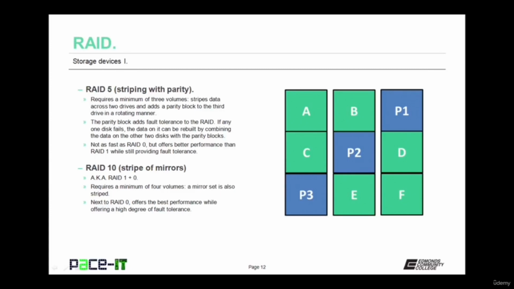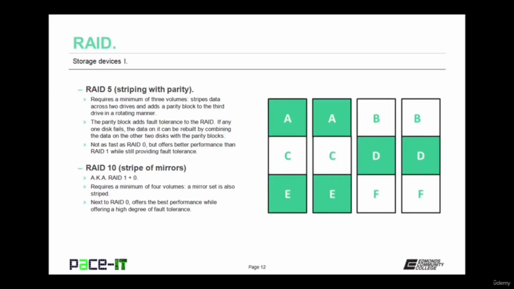Now RAID 5 is not as fast as RAID 0, but offers better performance than RAID 1 while still providing fault tolerance. Now, if you have the ability, you might want to implement RAID 10, which is also called a stripe of mirrors, or it is sometimes referred to as RAID 1 plus 0. Now, that requires a minimum of at least 4 volumes, and it involves a mirror set that is also striped. Next to RAID 0, it offers the best performance, but it also offers a high degree of fault tolerance.